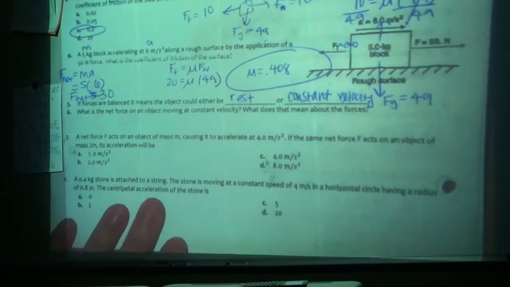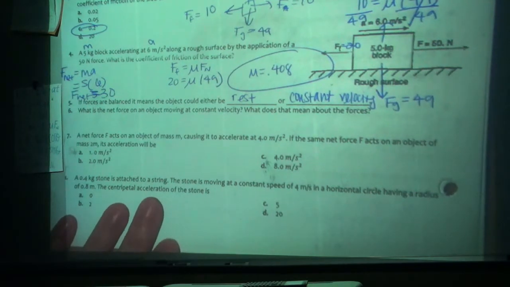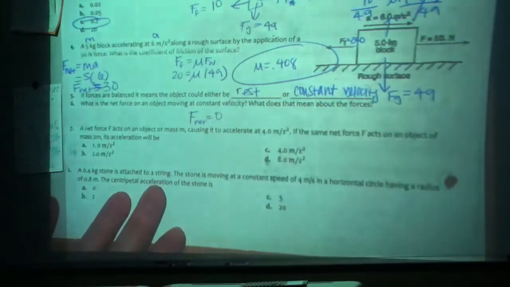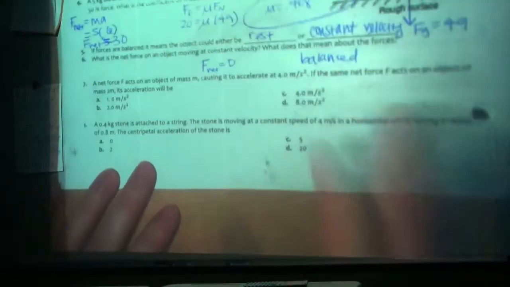As long as that is at a constant velocity, that doesn't mean there's a bigger force to the right or to the left. It means that they have to be balanced. The net force on an object that's moving at a constant velocity would be 0 because there's no acceleration. That means that they are balanced. Pretty much this question, but just trying to hammer that.